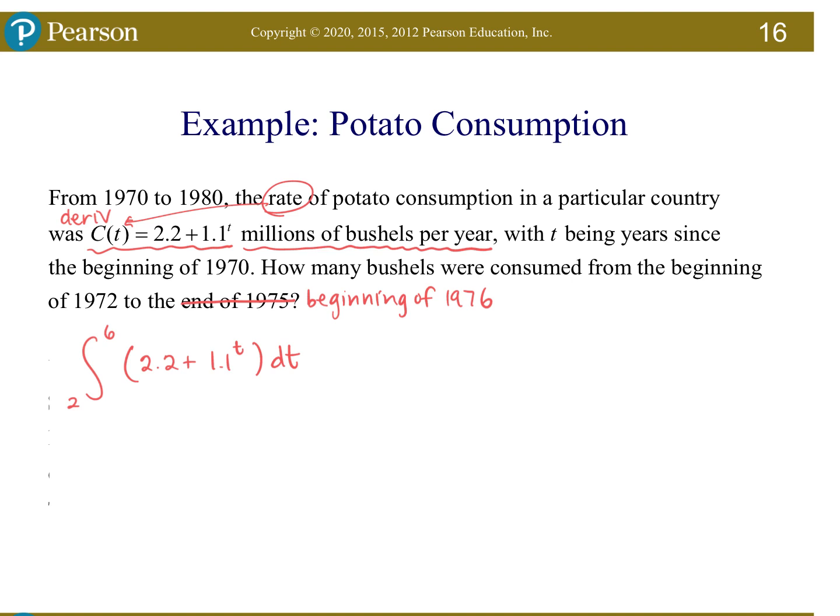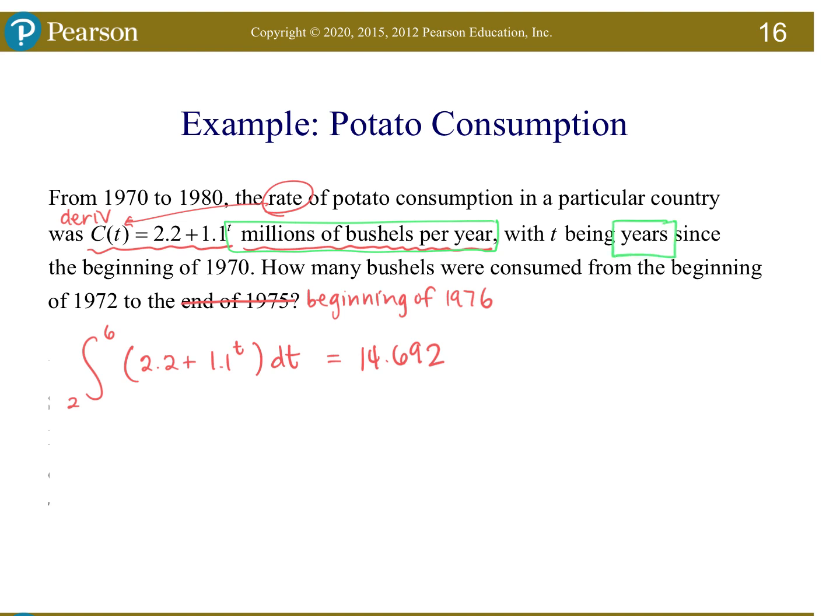And okay, so we get 14.692. Okay, so now we need to figure out what the units are on this. So we look at the comparison of what were the units on the rate and what are the units on the time that we're measuring. So my units on the rate are millions of bushels per year, and the time is being measured in years.